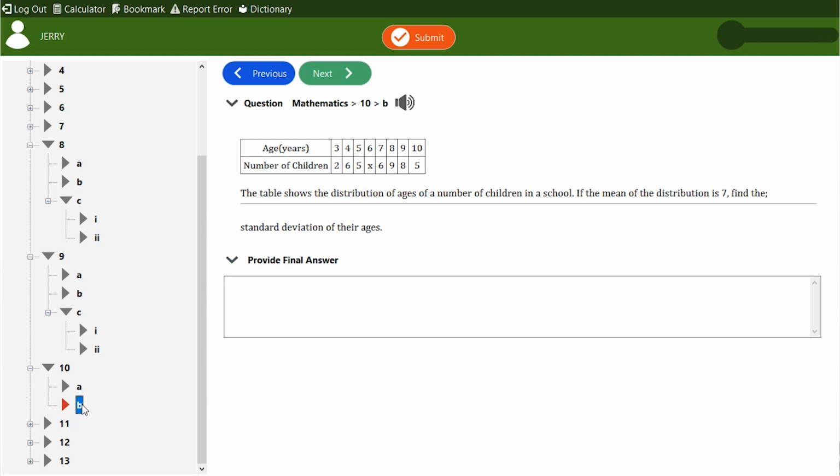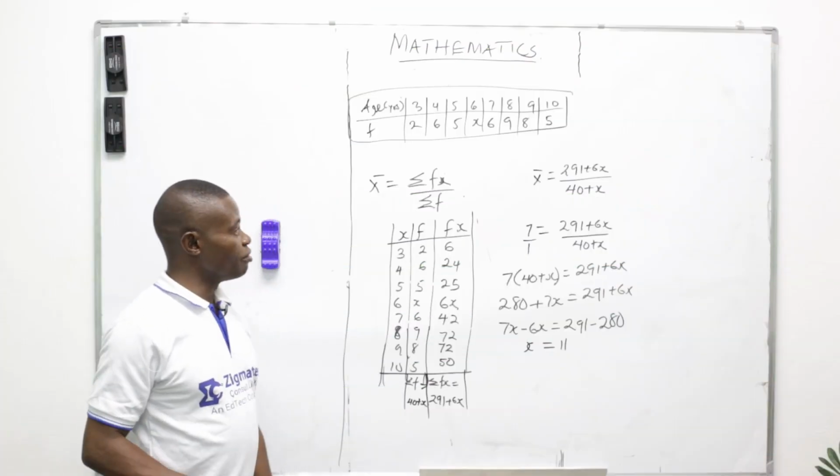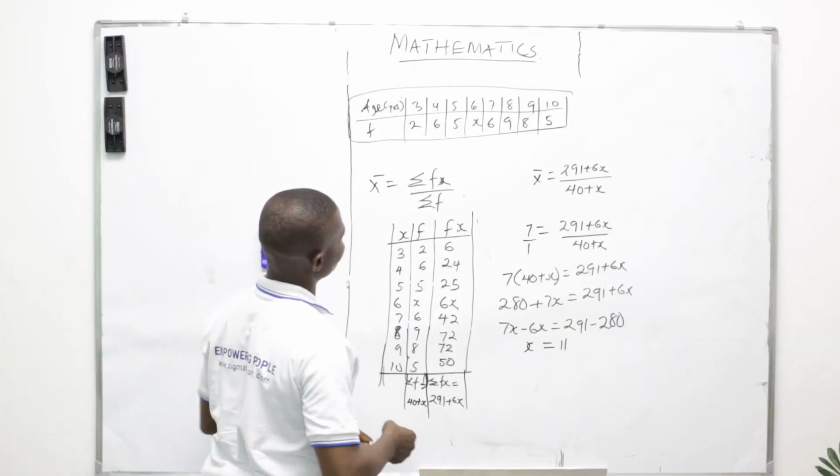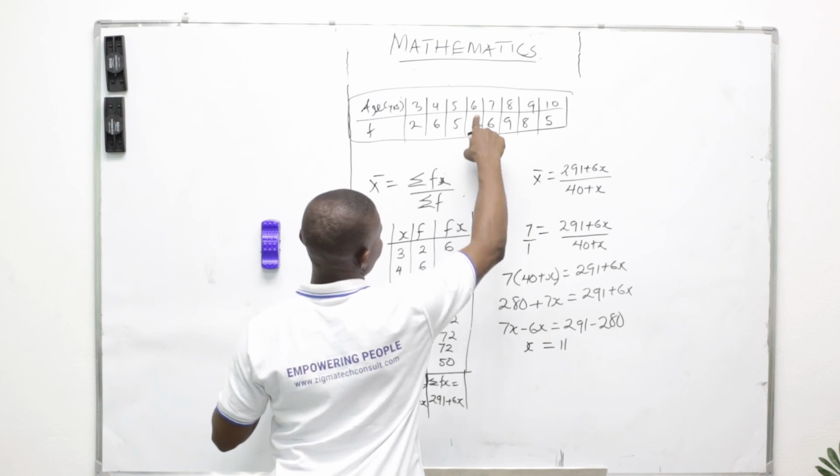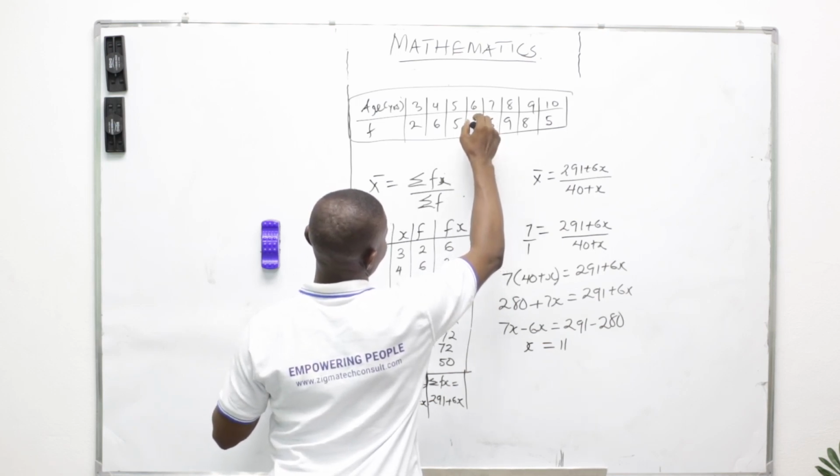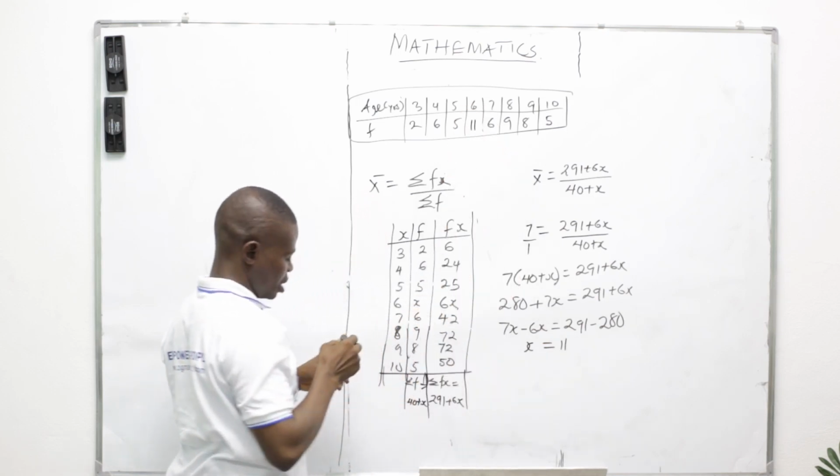The standard deviation of their ages. Having known the value of x, we're going to replace this. That is 11.